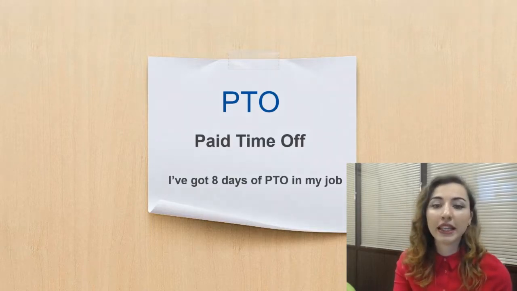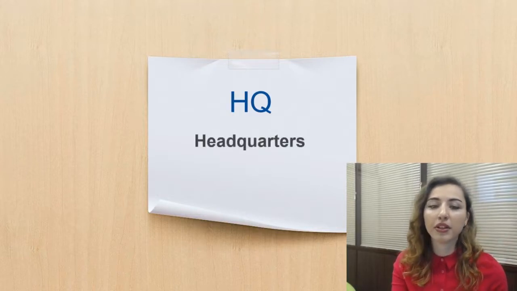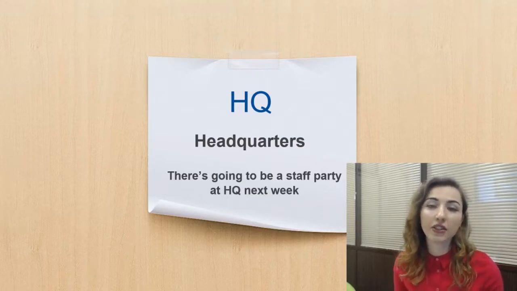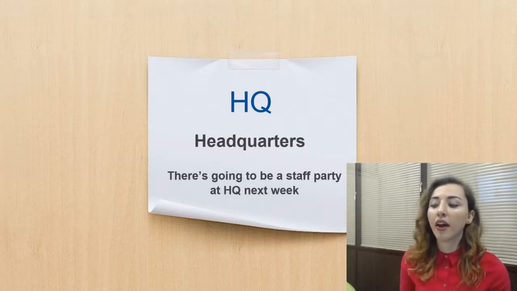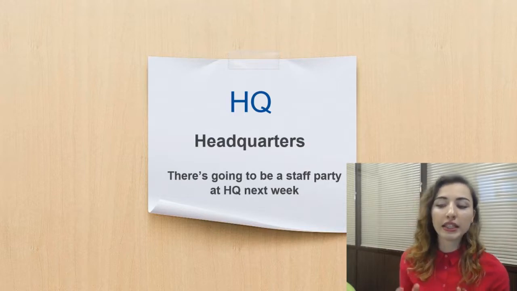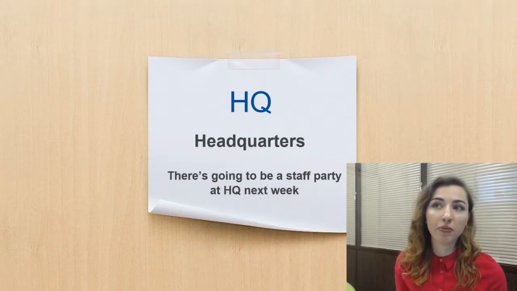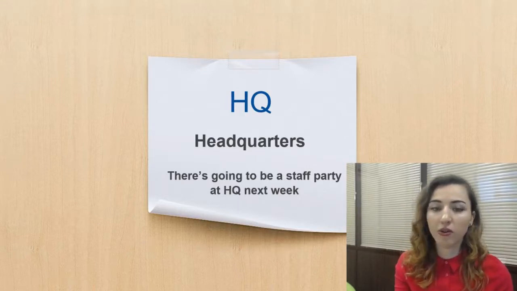Okay, now the next one is HQ. You're probably aware of this one. That's headquarters. And for example, there is going to be a staff party at HQ next week. Now, HQ is the main office of the company, right? That's the one where the administration takes place, and all the other things.